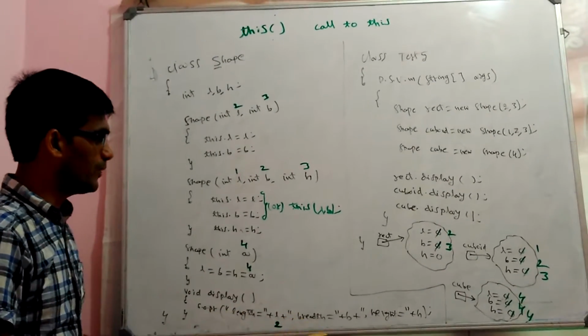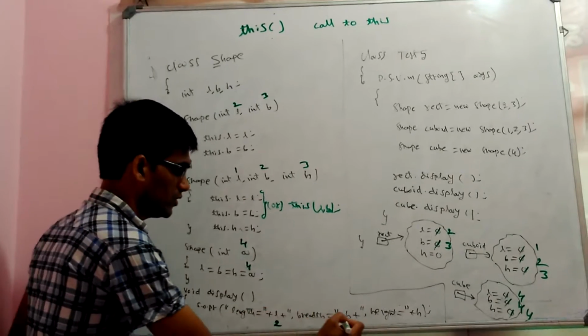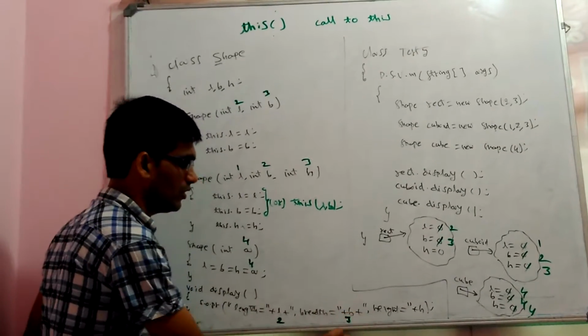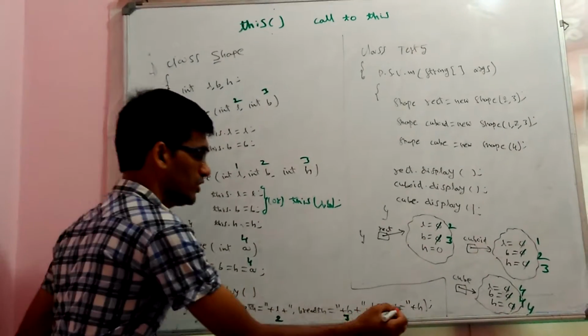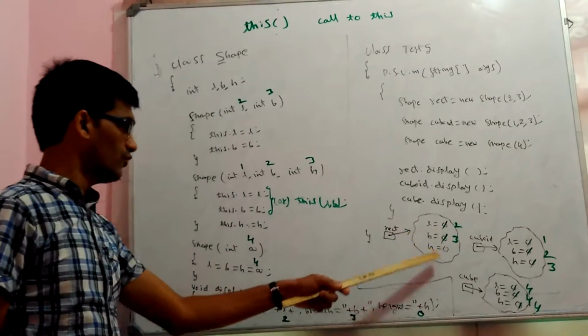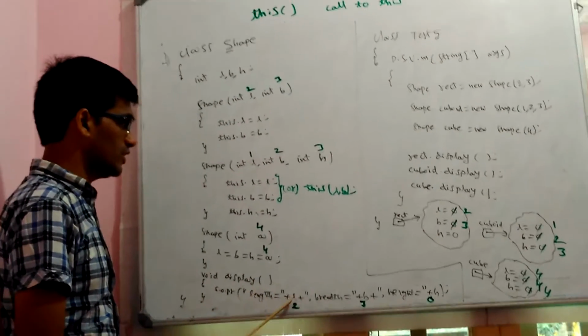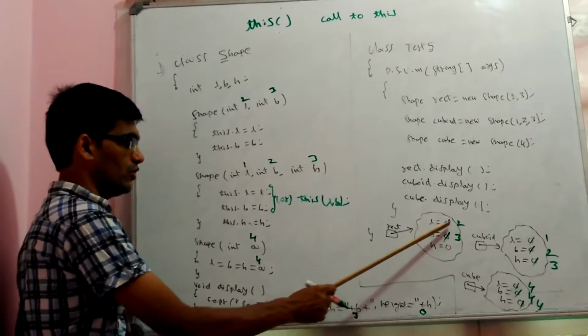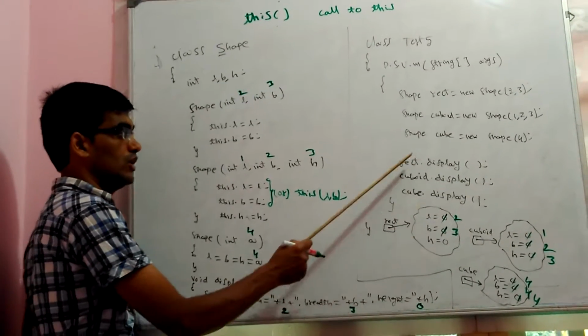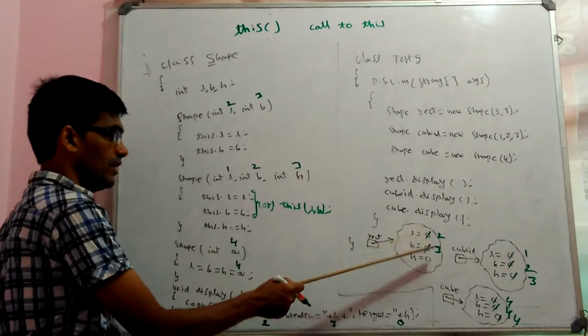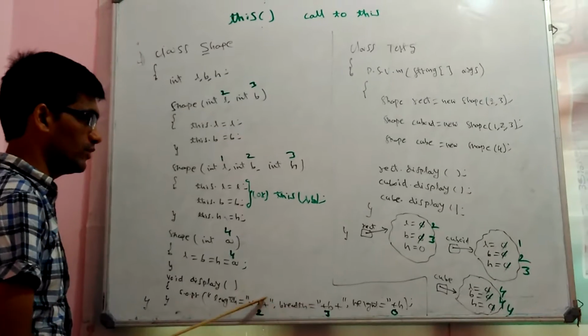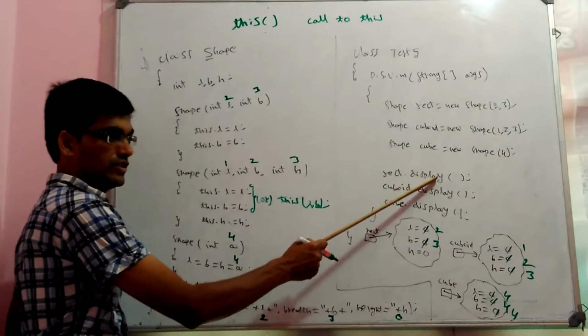Then in the same way, breadth is equal to 3, so it will display breadth is equal to 3. But height is equal to 0. So what will it display? Length is equal to 2 for this, breadth is equal to 3 and height is equal to 0 only. So after this statement is executed, length and breadth values will be printed using the display method. This is about the first display.